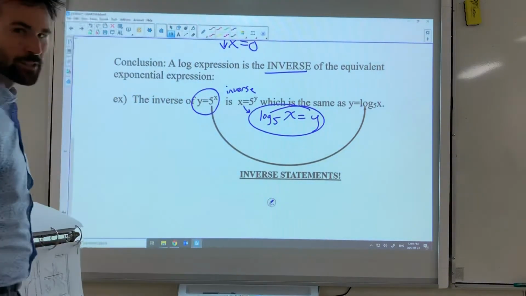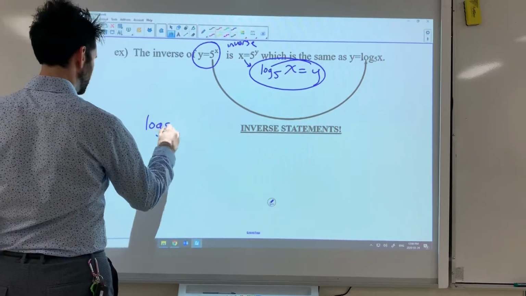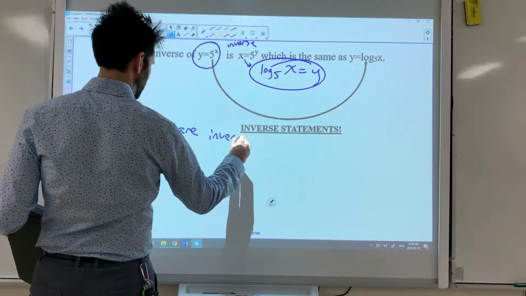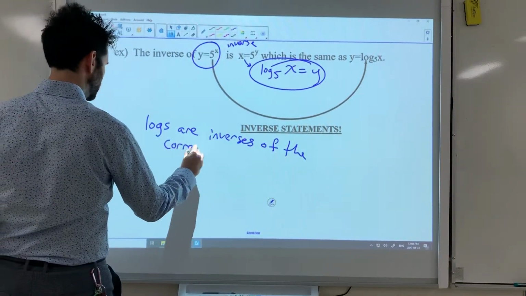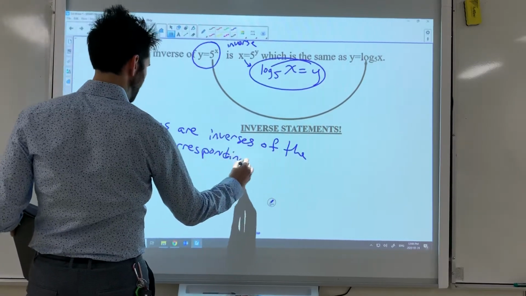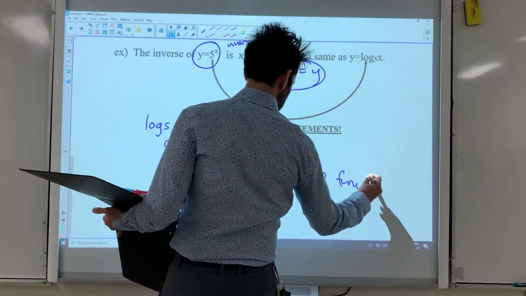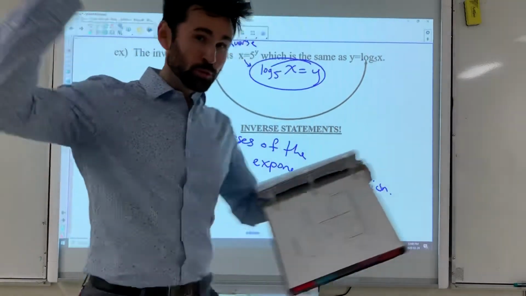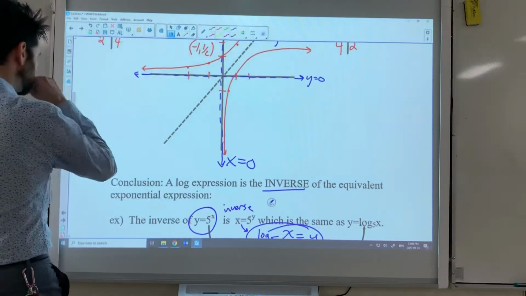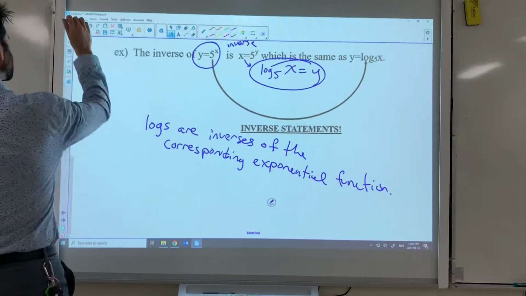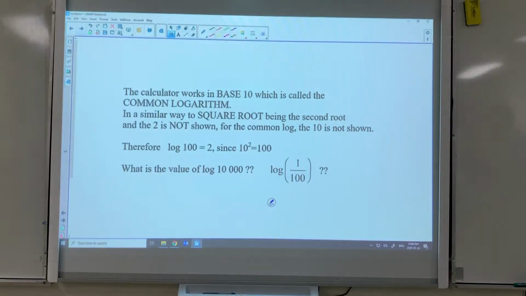Beautiful. Okay? So at the end of the day, they are inverses. So logs, just to write again, are inverses of the corresponding exponential function. That's what it is. Boom! Okay? Inverses reflect over the line y equals x, which is why I drew that line there. And boy, that is a lot to digest. That's a lot. All right. Whew, I think we need a break now. Let's take a quick break.